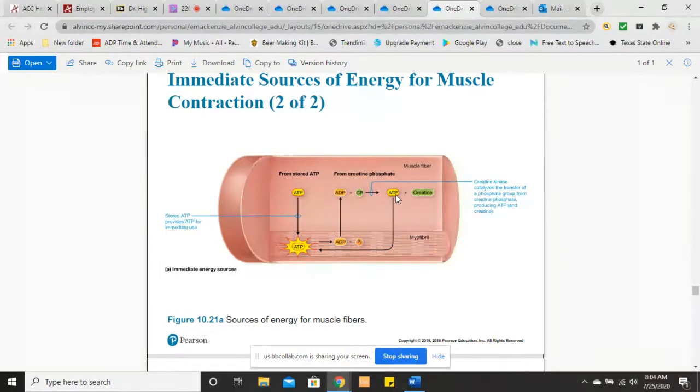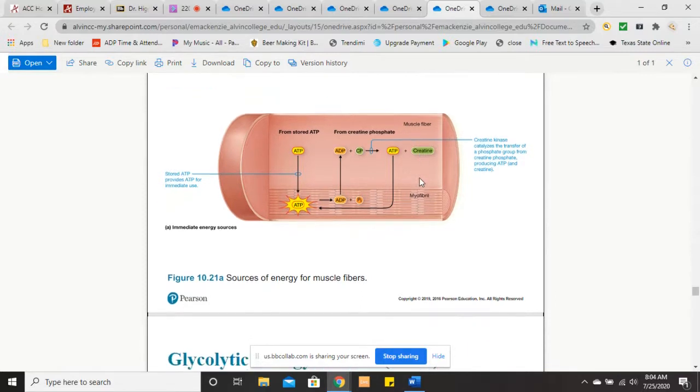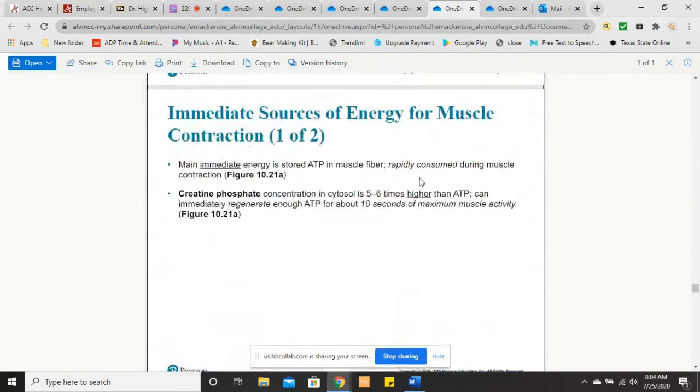Okay. And so, because of that, you could use up all your creatine phosphate. Once you pop off all the phosphates off your creatine, you've used them up. So, this doesn't give you energy for that long. It only gives you energy for seconds. Okay. So, creatine phosphate kind of stores energy in the form of the phosphate group, and it only gives you energy for a matter of seconds.